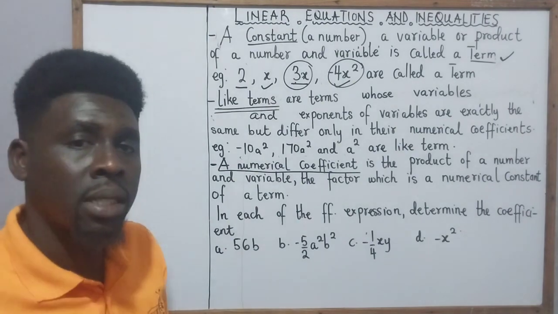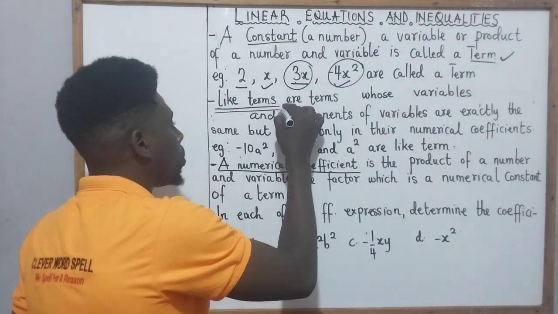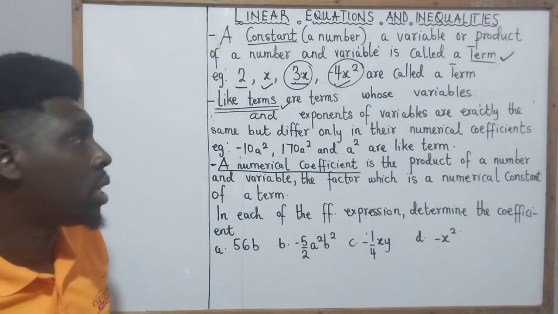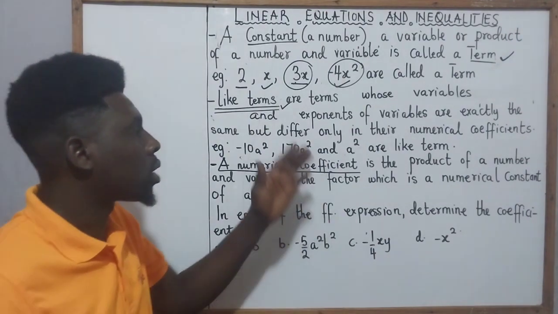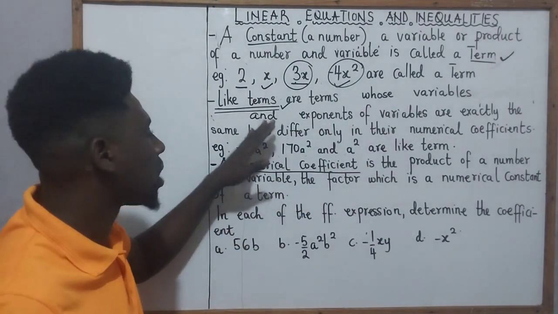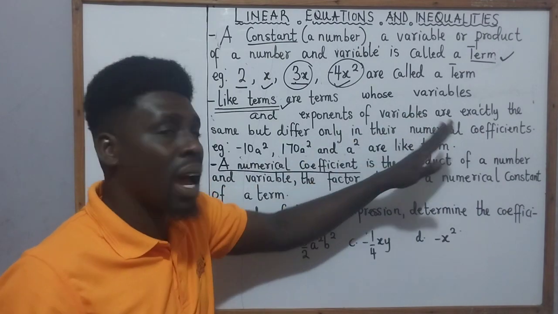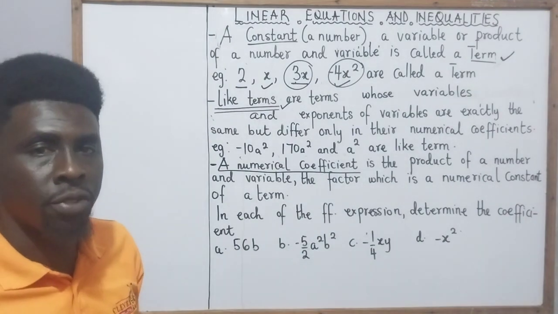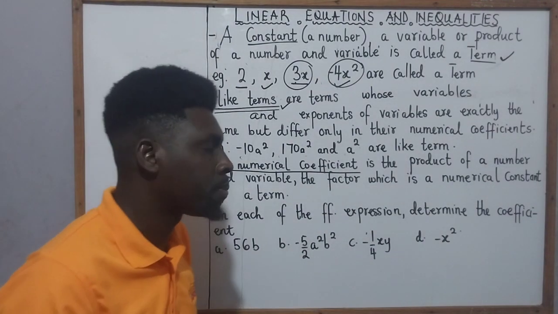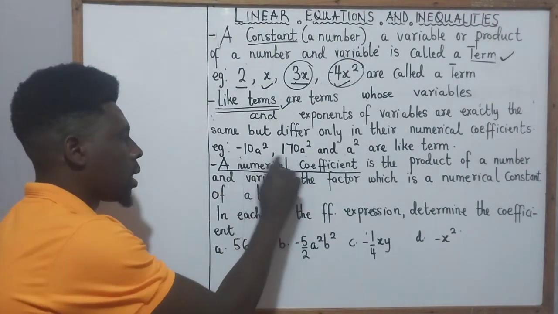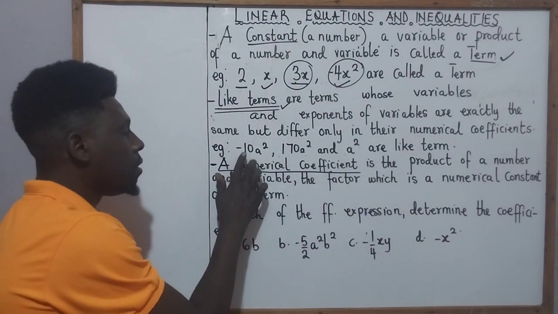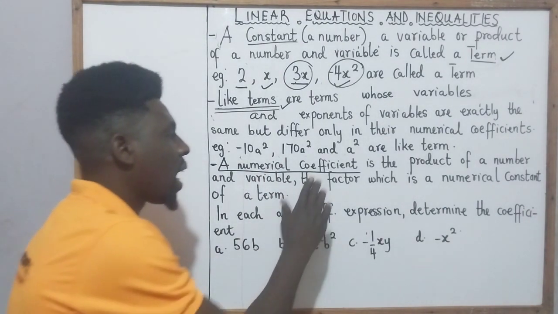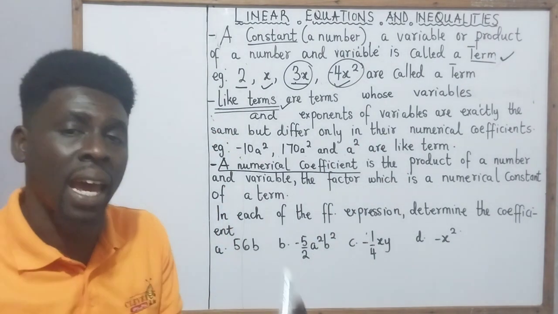Alright, the next thing I want us to look at is what we refer to as like terms. Now, when we talk about like terms in linear equations and inequalities, we are talking about terms whose variables and exponents of variables are exactly the same, but differ only in their numerical coefficients. Alright, what does this mean? So, when you look at these examples given to us, we have negative 10a squared, 170a squared, and a squared, and we are saying they are like terms.